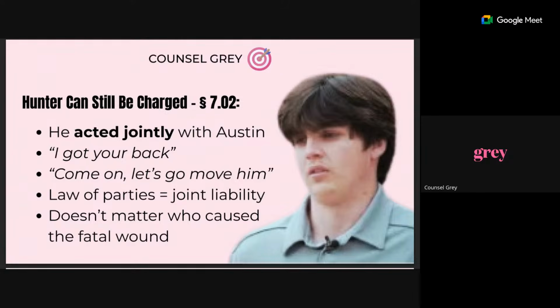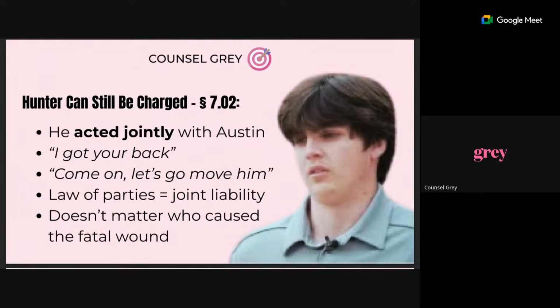So the law of parties, right? When there's a party of people doing a thing, they have joint liability for the consequences of the thing. And as I said earlier, it doesn't matter who caused the fatal wound. Now, this is the interesting part. Remember the example I gave you in the beginning. It doesn't matter whether the slain person was one of the attackers, one of the group, or if it was the victim. It doesn't matter who died, and it doesn't matter who killed them. The victim could kill one of the attackers, or one of the attackers could kill the victim. Everybody in that party is jointly liable for the death.